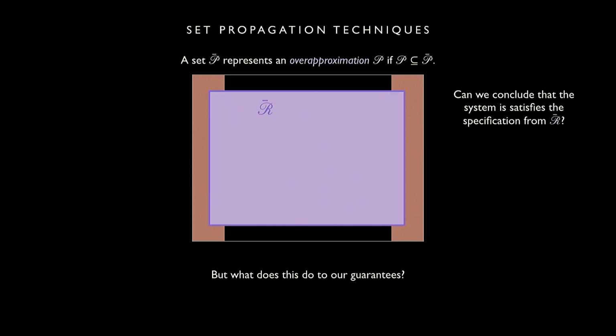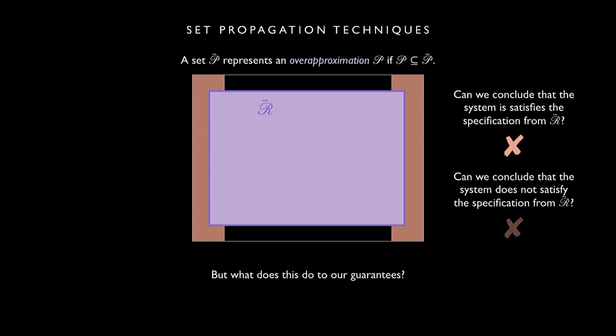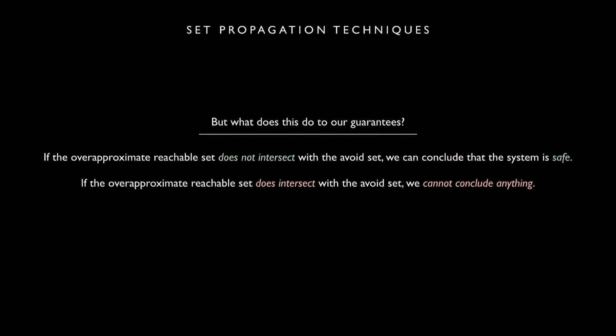But if the over-approximate set does intersect with the avoid set, then we definitely can't say that it's safe. But we also can't say that it's unsafe because we don't really know what the true reachable set looks like. It could be just some small portion of this that actually doesn't intersect with the avoid set, but we don't know that. And so we basically just have to leave this as inconclusive. So to recap, if the over-approximate reachable set does not intersect with the avoid set, we can still make claims about safety. But if it does intersect, then we can't really conclude anything.